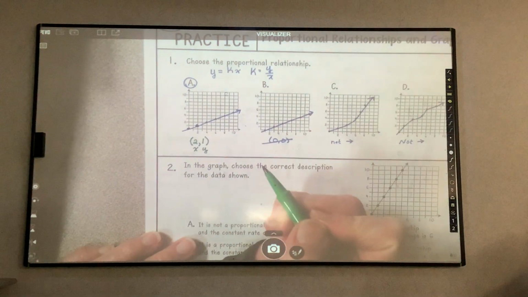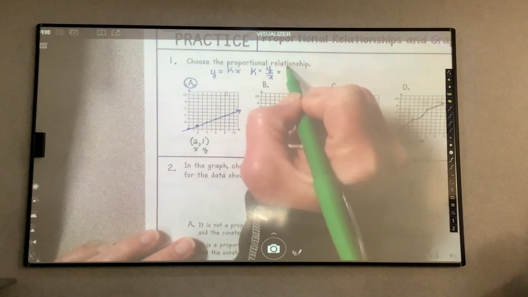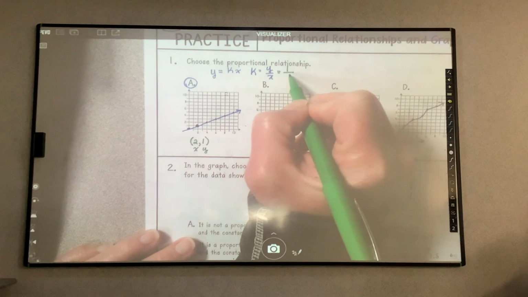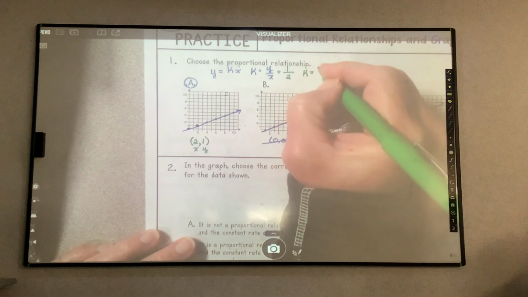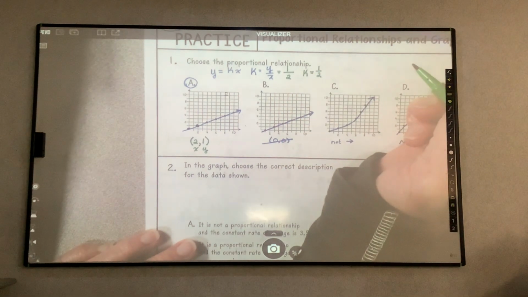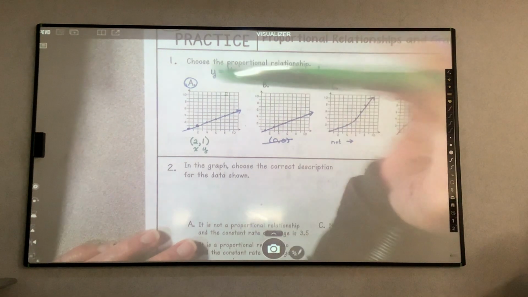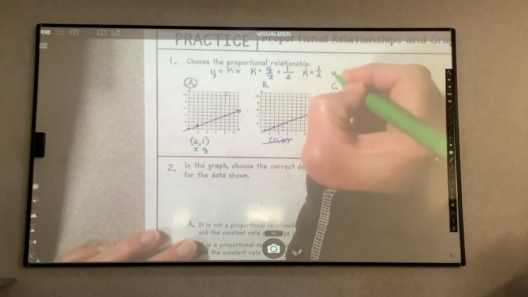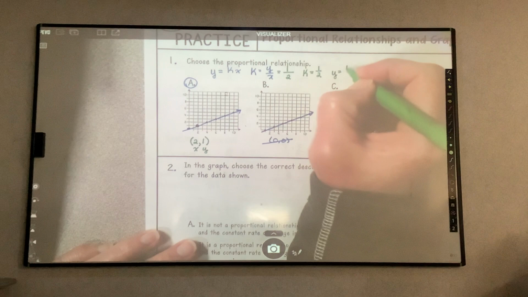With me? So up here, next to the y, what number do I put? 1. What do I put for the x? 2. So my constant is 1 over 2, which is 1/2. Now, how do I write my equation? y equals 1/2 x. I need everybody to tell me, how do I write it? y equals 1/2 x.